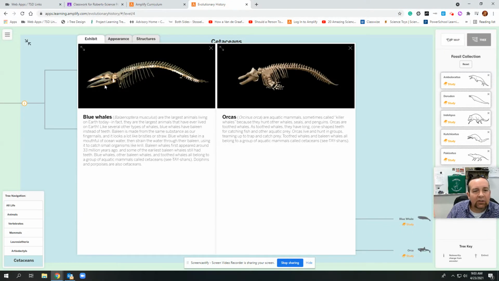So here's their skeletal system. Looks very similar, although their head structure is very different. The front fins are fairly different. Notice the orca have teeth, while the blue whales have this material called baleen, which is kind of like your fingernail, but it's basically a big filter so that they can swim through the ocean and filter out small little krill and other little critters living in the ocean and other sea life.